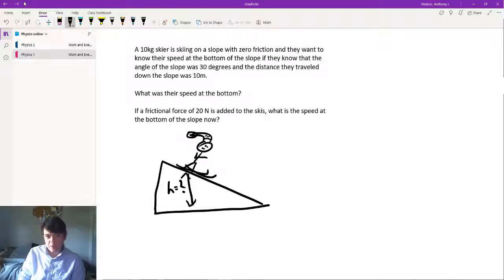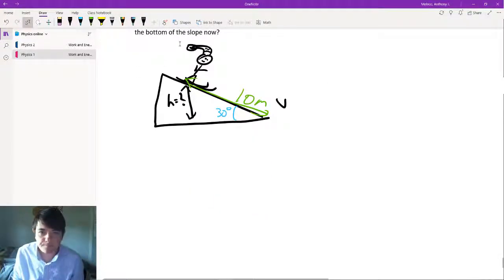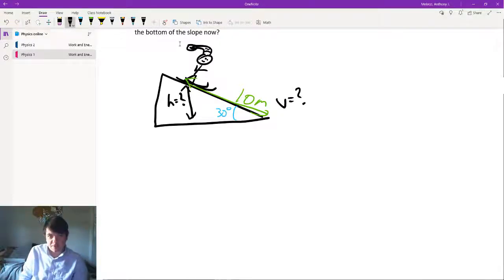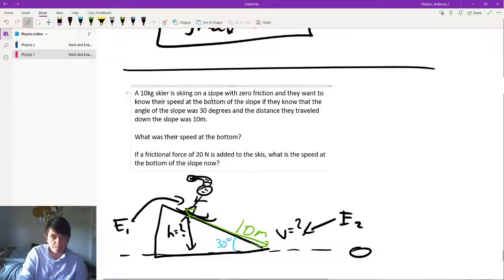We don't know what it is, but we do know he travels down the slope. Let's do this guy green. So he travels down the slope, and this is 10 meters. And we've got an angle of 30 degrees. So we want to know what's their speed at the bottom. We do the same thing we did before. Let's set 2 energy points, E1 and E2, or energy initial, energy final. Doesn't matter. So E1, if we set this as our 0 point, he's only going to have gravitational potential energy. It doesn't tell us they're moving.